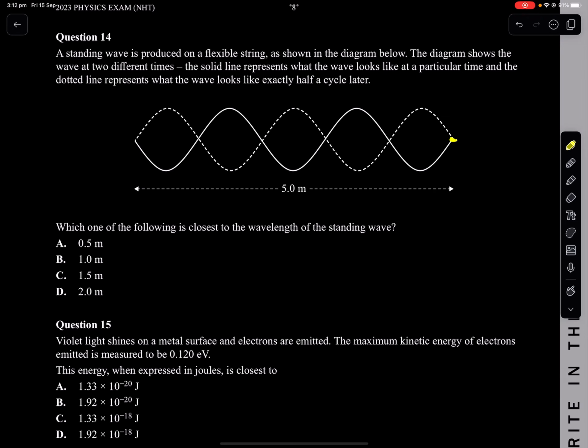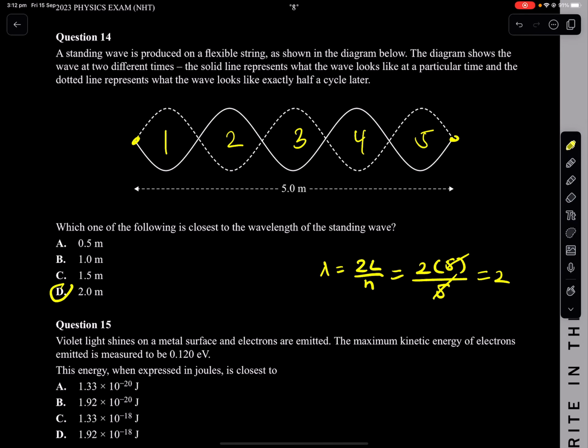Okay, because these are closed at two ends, you should know the formula for this. It's a very easy formula. We know that the wavelength is equal to 2L over n, where L is the length, which is 5, and n is how many of these loops there are. Number these: 1, 2, 3, 4, 5. Cancel those two out. There is 2 meters of wavelength, so choose D as your answer.